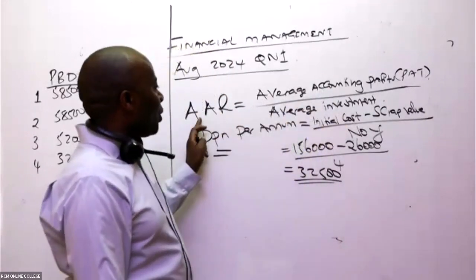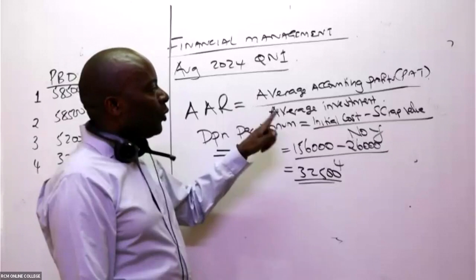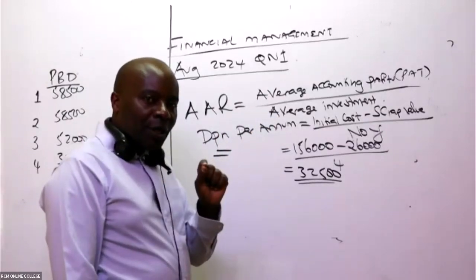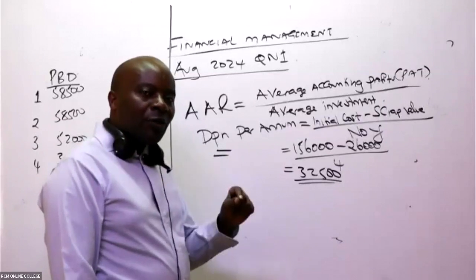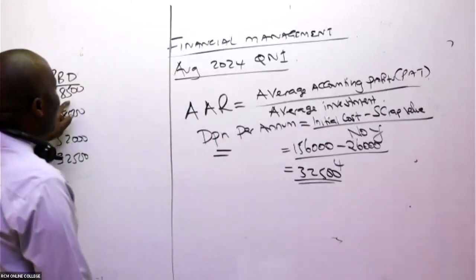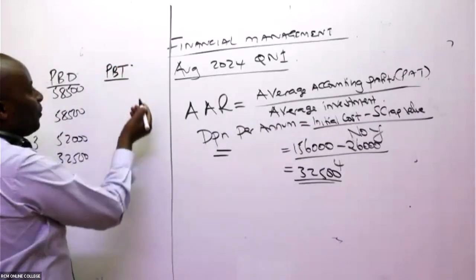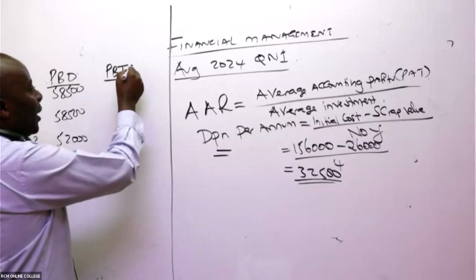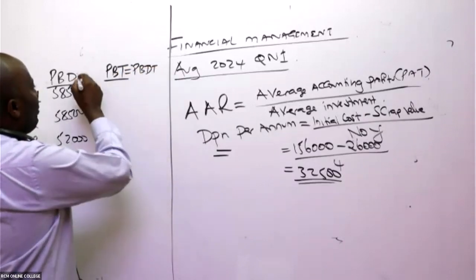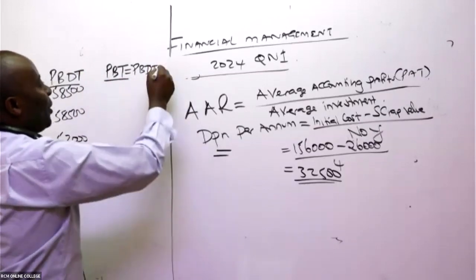To get average accounting returns, we are taking the average accounting profit, which is the profit after tax. So how do we get this profit after tax? First of all, we need to knock out depreciation. They give us the profit before depreciation and tax, so you subtract depreciation.